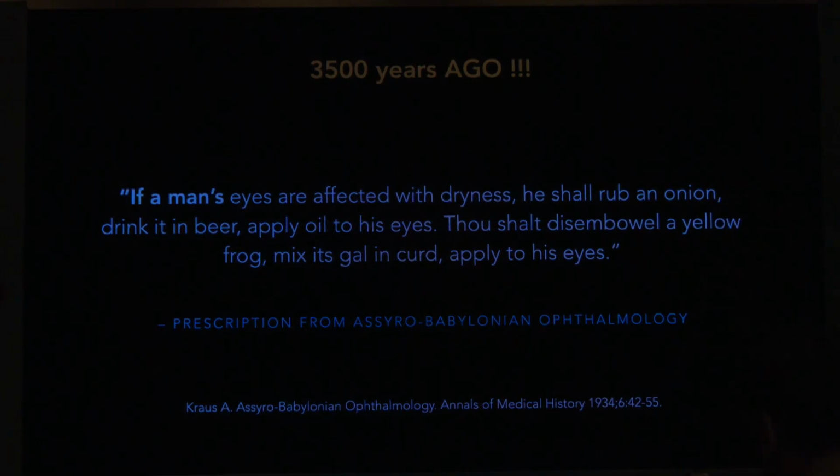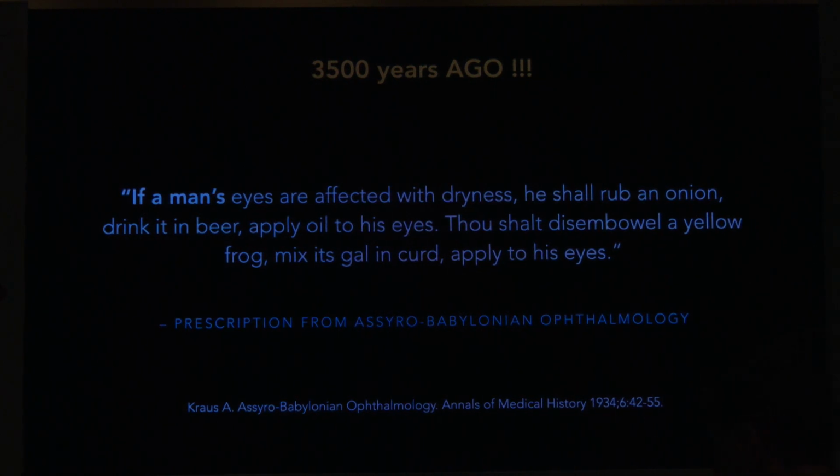This is the first prescription, 3,500 years ago, for dry eye. If a man's eyes are affected with dryness, he shall rub an onion, drink it in beer, apply oil onto his eyes. Thou shalt disembowel a yellow frog, mix its gall in curd and apply to the eyes. So this is the first official prescription for dry eye from the Assyro-Babylonian ophthalmology.